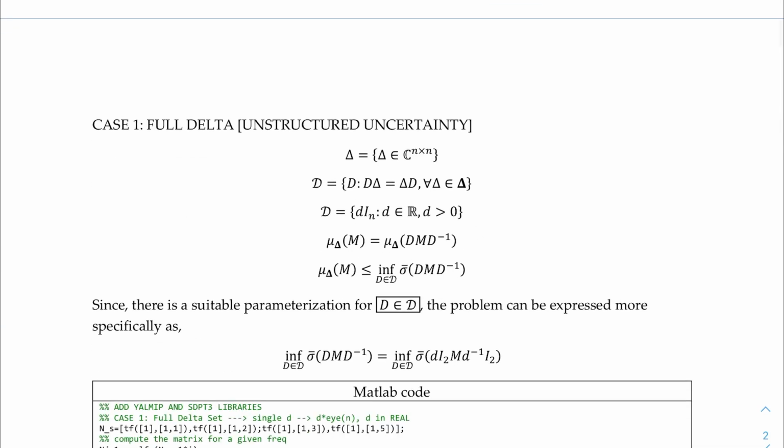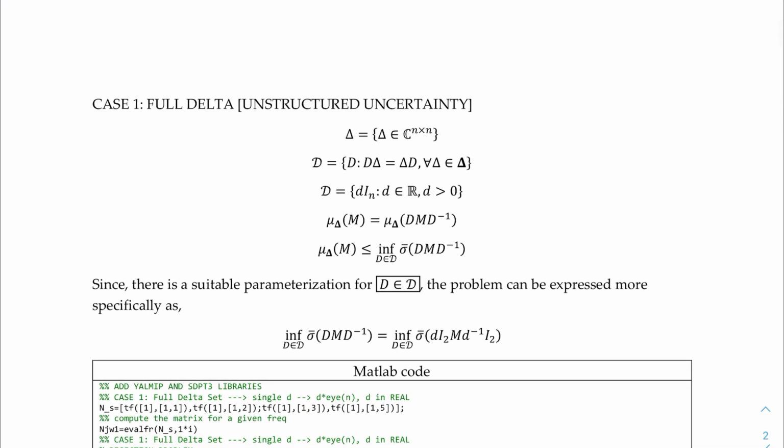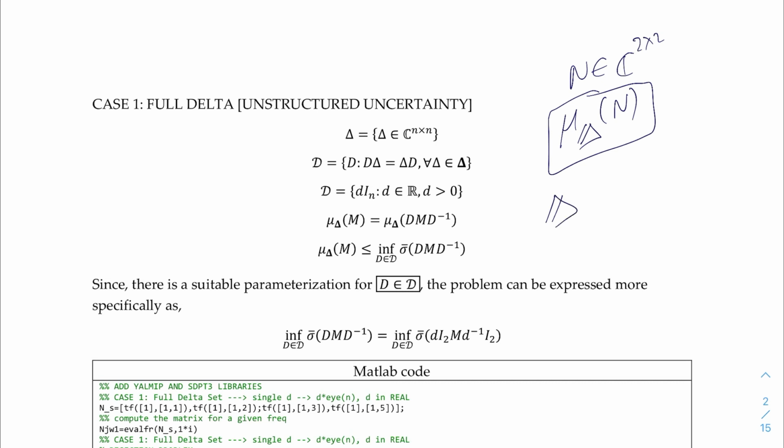And now let us focus on the next issue, right? Okay, this is our case 1. So we have N, again complex 2 by 2, and we want to compute SSV, structural singular value, right? And here, the uncertainty is in this form, and it is not bounded at all, right?